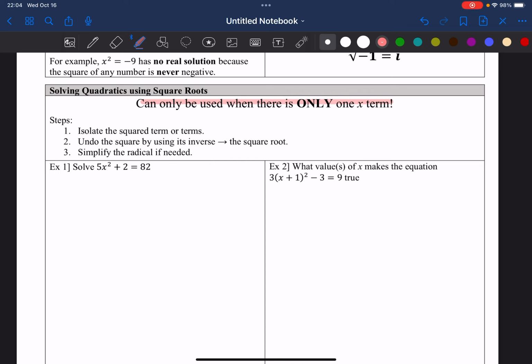The steps, number 1 is to isolate the squared term or terms. Step 2 is undo the square by using its inverse, which is the square root. And step 3 is to simplify the radical if needed.